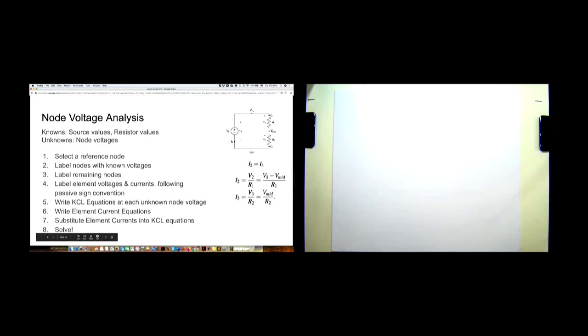Then you write, as I said, like step 6, writing the element current equations, and then substituting back and solving just for the unknown, right? Which in this case is only V mid. So if you do that, you find that you have just a voltage divider, right? So V mid is Vs times R2 over R1 plus R2.